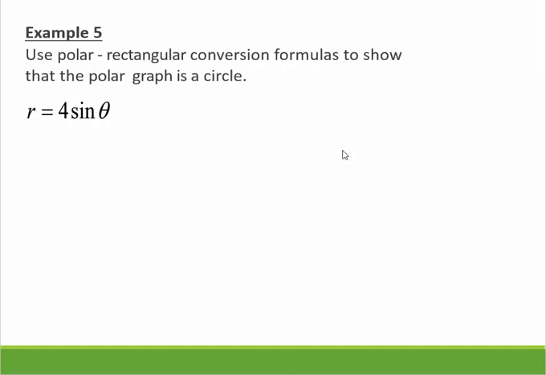Okay, our next example. Using these conversions to show that the graph is a circle. Notice how here I have 4 sine theta. So it looks like I have part of what I need for y, because y is equal to r sine theta. So if I multiply both sides by an r, we have this equation now.